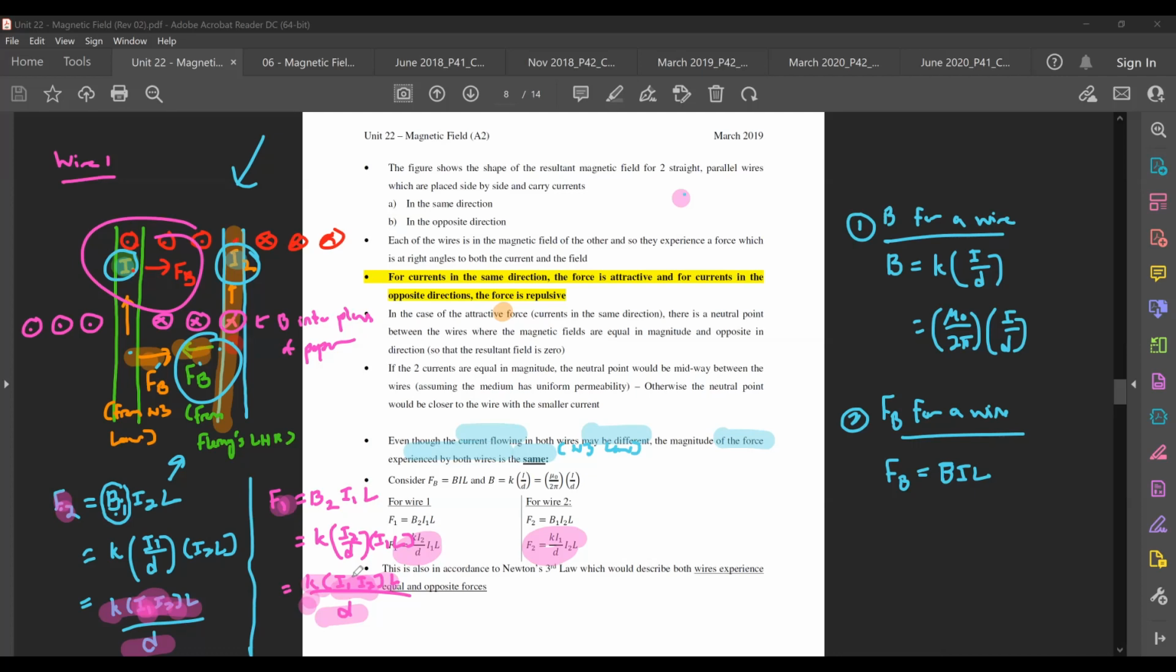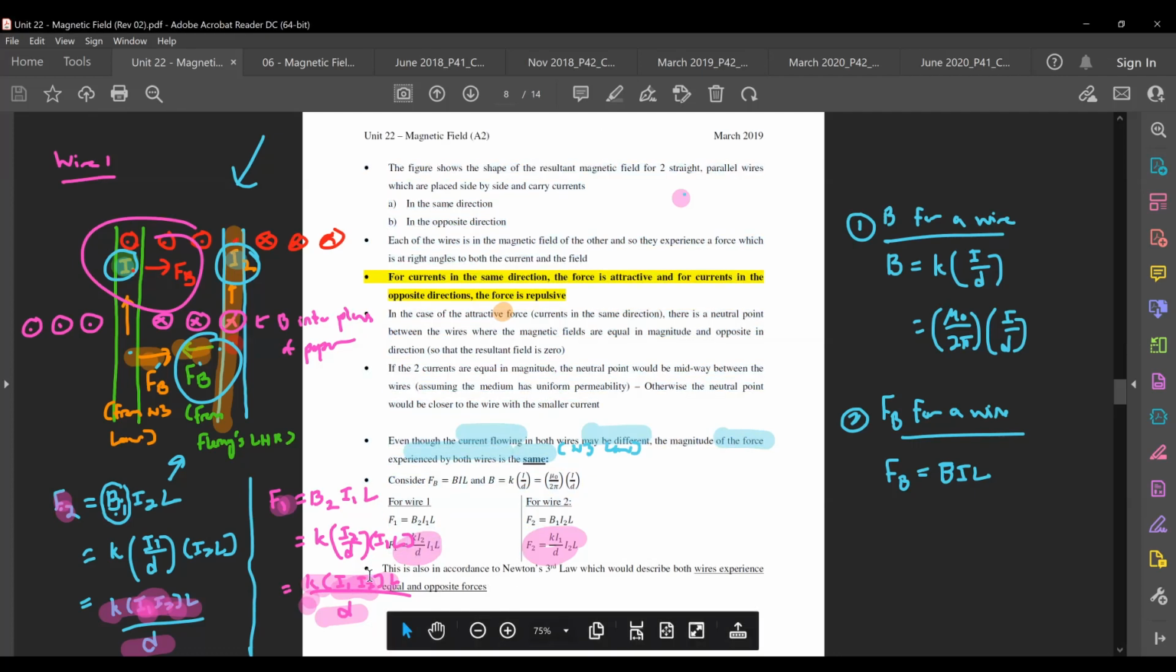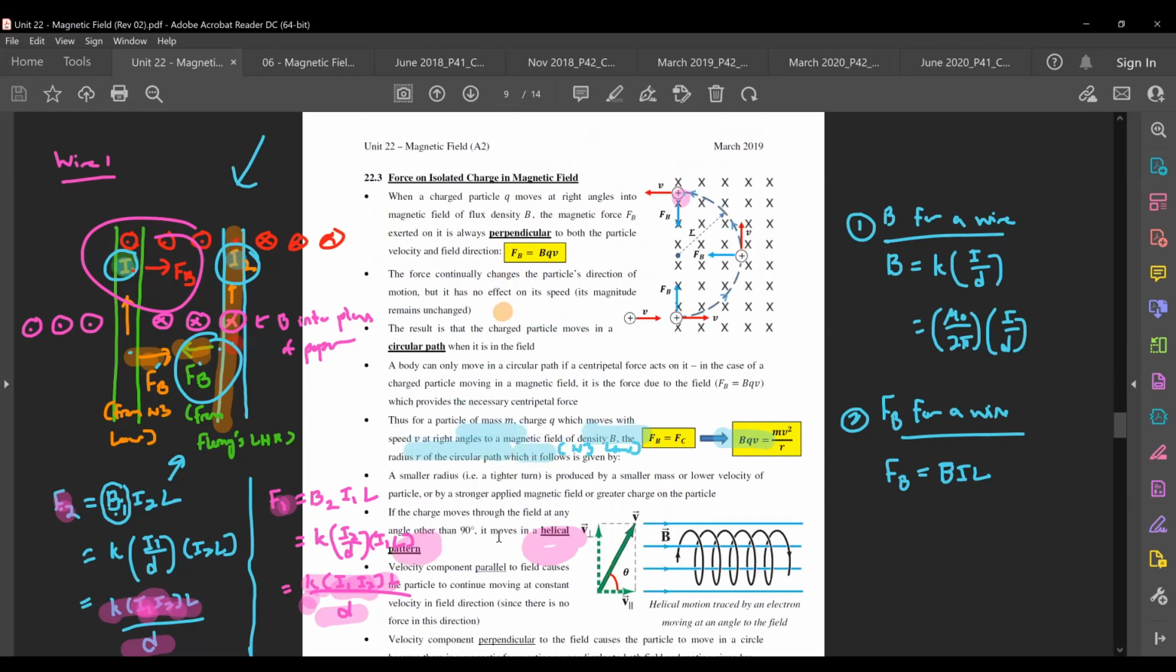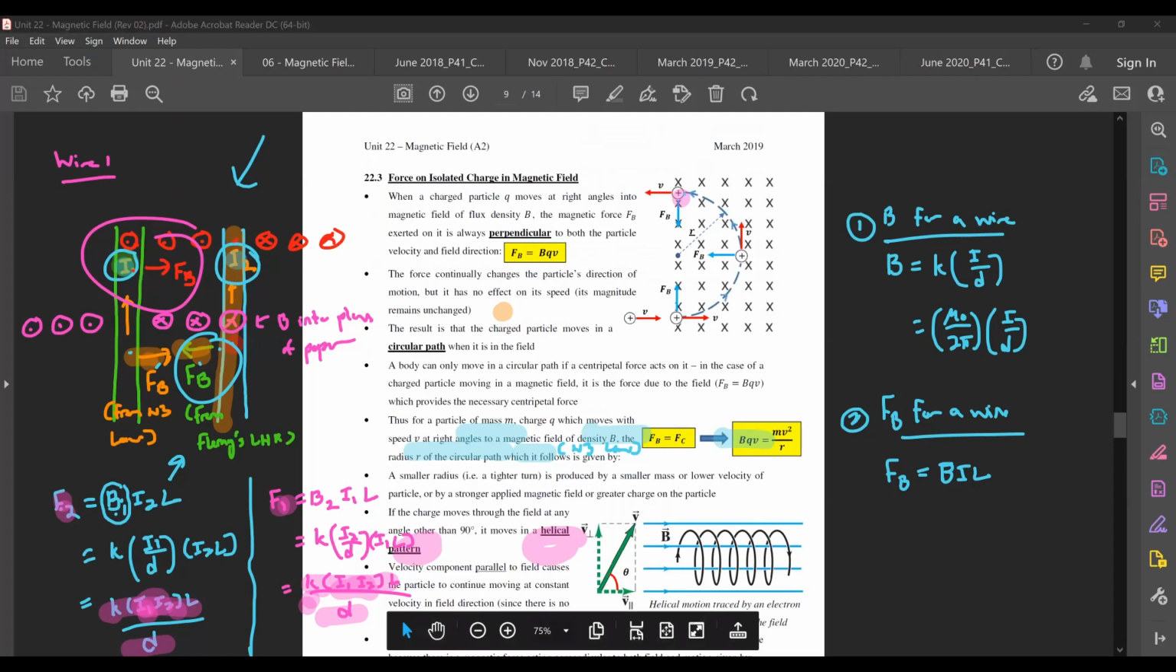Okay, but it's easier to just say it's because of Newton's third law, right? That is the easiest one to understand. Okay, so that one is for parallel wires. So parallel wires were done. Then we can do some questions on that before I move on to the next major part of the chapter. Okay, parallel wires would be page 38.